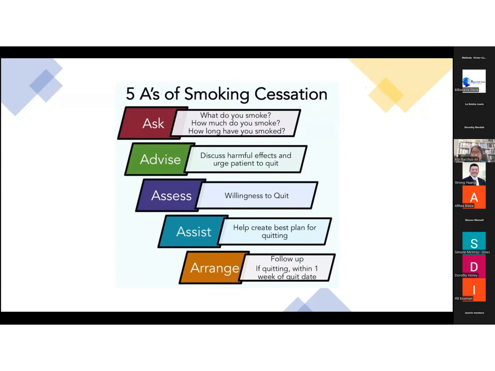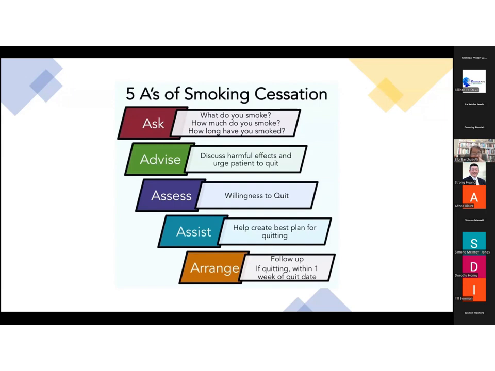And you also explain to them the craving, the intensity of the craving, especially within the first 48 hours, and explain to them that these cravings are going to be far apart and less intense once they keep up, not going back to using the cigarettes or the tobacco product. And once that is clear, then you can arrange for follow-up, usually within 1 week of the quit date.